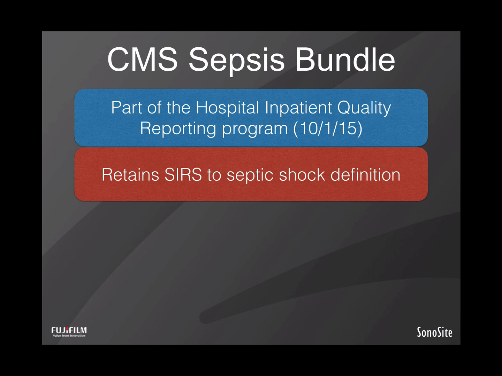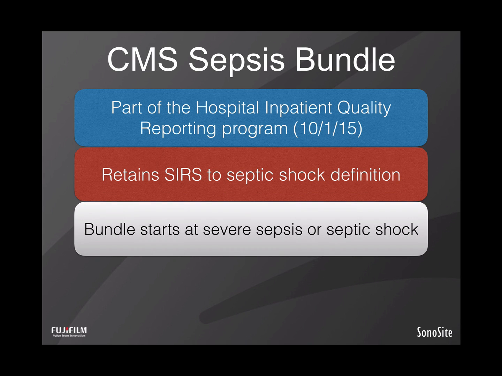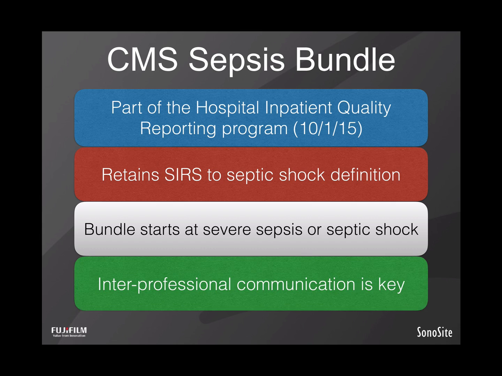It retains this traditional sepsis framework of the Systemic Inflammatory Response Syndrome, or SIRS, sepsis, severe sepsis, and septic shock. However, the bundle starts when there is evidence of end organ dysfunction, so you don't have to apply the bundle for every septic patient, only those with severe sepsis or septic shock. A key point is that the auditors and coders will be looking at not just your chart, but nursing charts as well as lab results. So it is crucial that your team is all on the same page in terms of documentation.